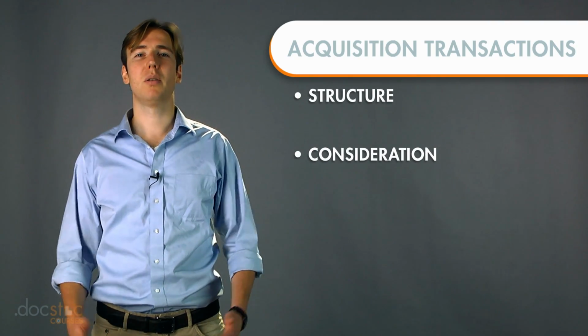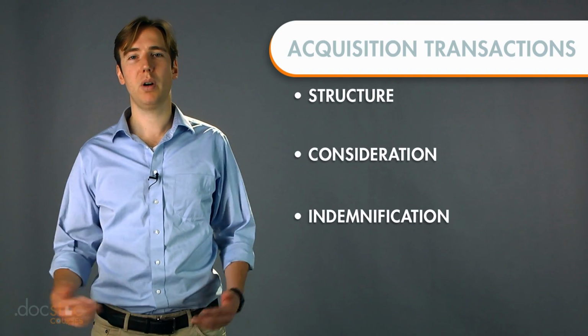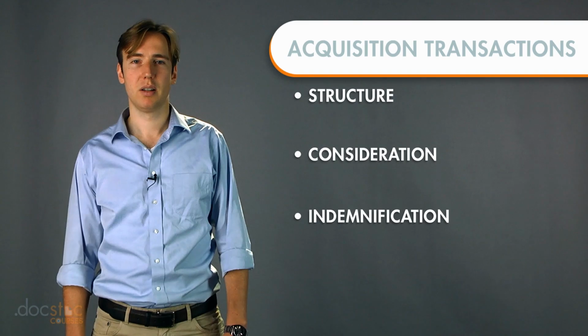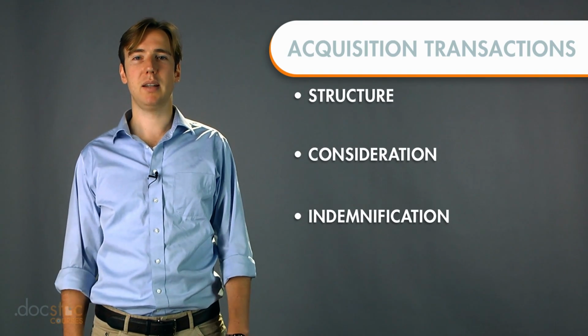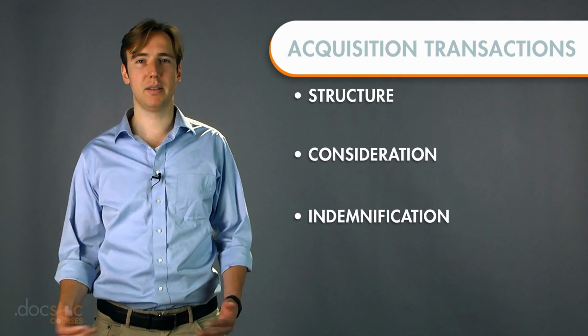A third key term for any acquisition is indemnification. The acquirer wants certainty that it's getting what it expects, so the definitive agreement will contain detailed representations and warranties by the target about the business that's being acquired. The acquirer also wants recourse if those representations and warranties turn out to be inaccurate. So the primary purpose of indemnification is to give the acquirer this comfort.